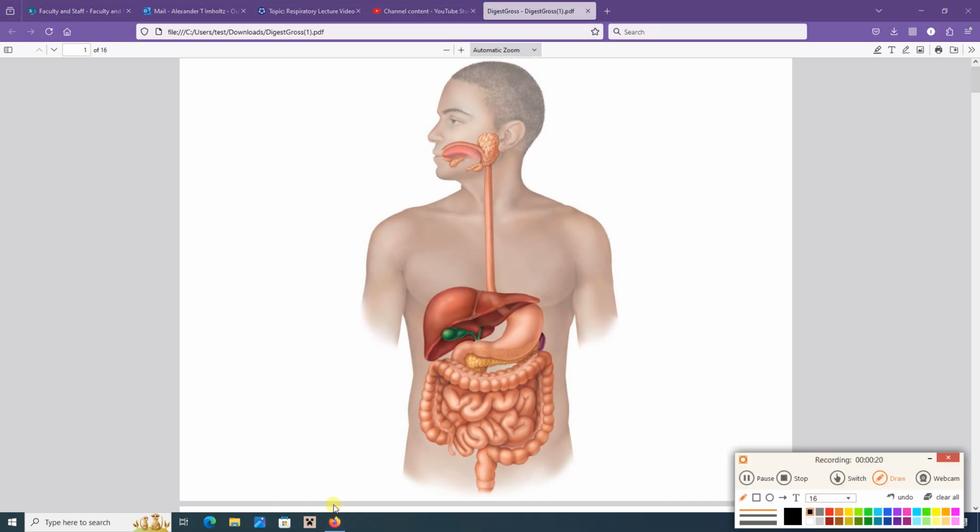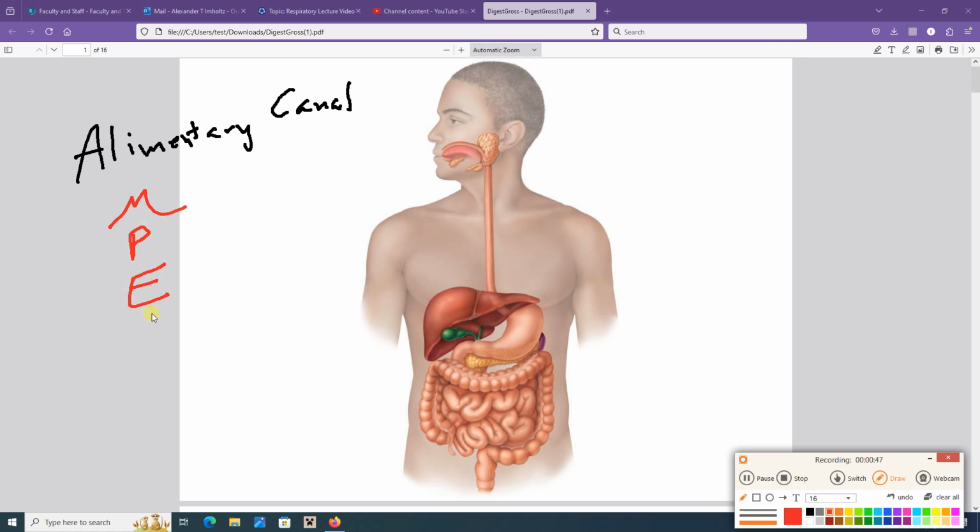Now, first things first, one thing we've got to understand is our digestive system is divided up into two separate parts. There is the alimentary canal, and that is basically the tube. So this is the food tube, the food and waste tube. So we're talking about organs like the mouth, the pharynx, the esophagus, the stomach, the small intestine, and the colon or large intestine. Those are all part of my alimentary canal.